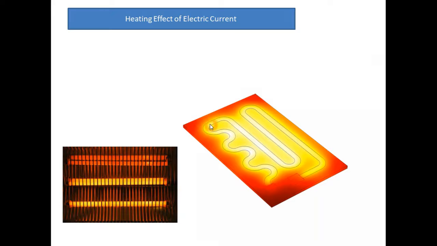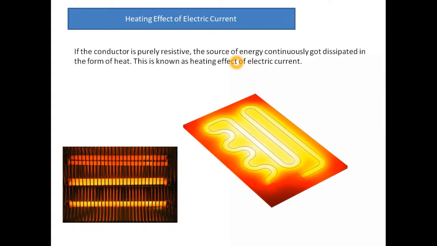Now, what happens when an electric current is passing through a high resistance wire, like a nichrome wire? Because nichrome is a very high resistance wire, the resistance wire becomes very hot and produces heat, and that is known as the heating effect of current. That means if a conductor is purely resistive, having high resistance, the source of energy is continuously dissipated in the form of heat. That means the source of energy is continuously getting transferred into heat energy.